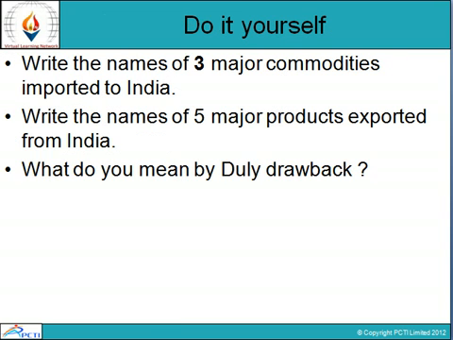Now there are following questions which are based on this session. These are: write the names of 3 major commodities imported to India. Next is write the names of 5 major products exported from India. And last is, what do you mean by duty drawback? So these are the questions which are based on this session.